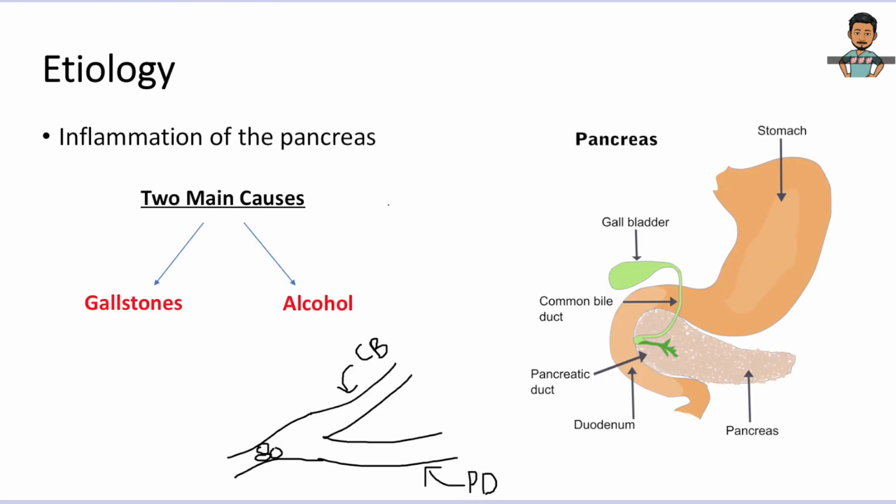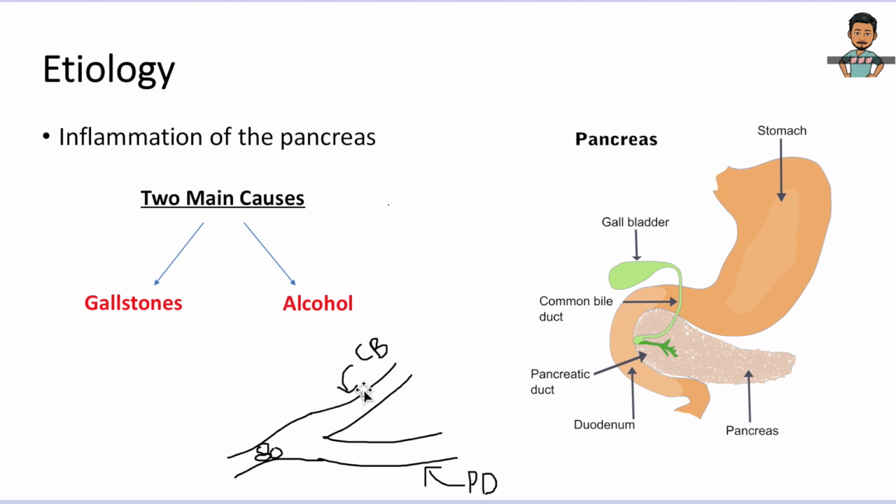So to begin with, there are two main causes of pancreatitis that you should remember: gallstones and alcohol. Alcohol is directly toxic to the cells of the pancreas, and therefore it causes direct injury leading to pancreatitis. On the other hand, gallstones obstruct the pancreatic duct, leading to activation of the enzymes behind the obstruction, which then destroy the pancreas. We'll talk more about the pathophysiology a little later, but these are the two main causes that you should remember.